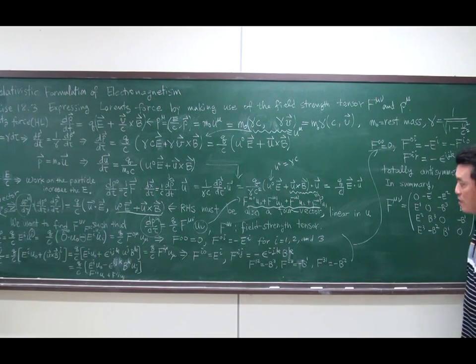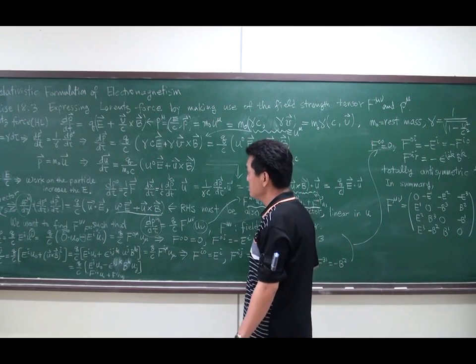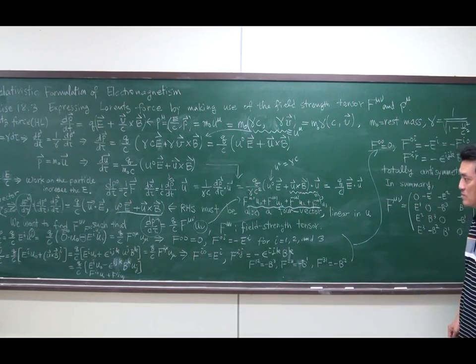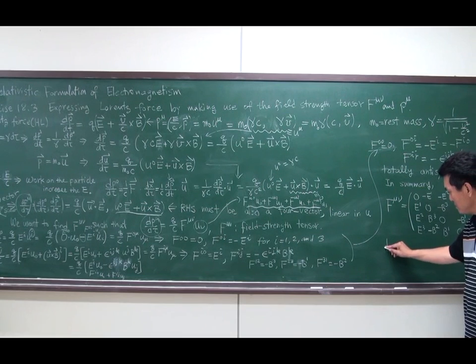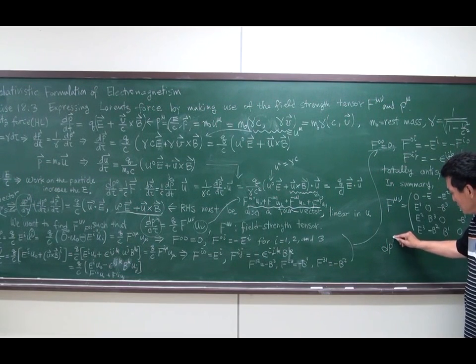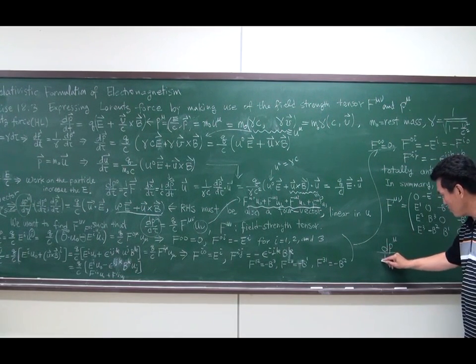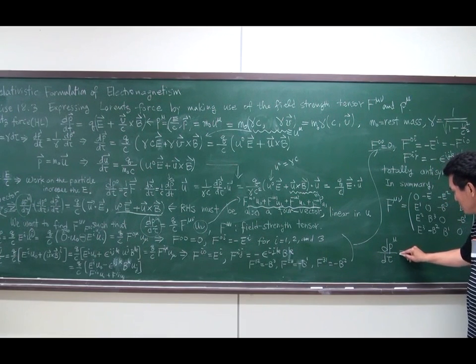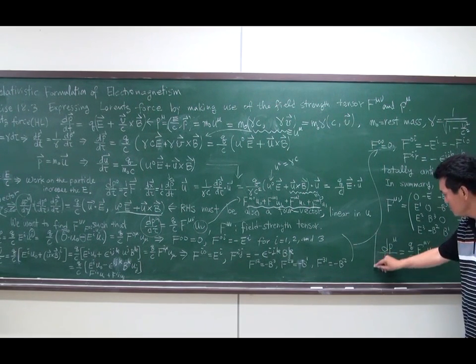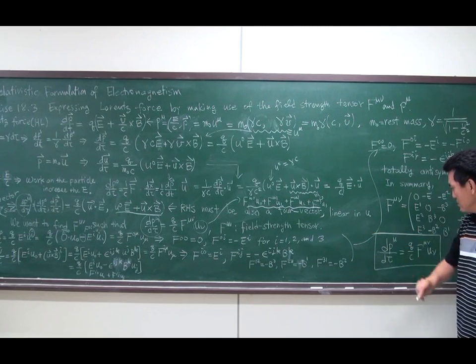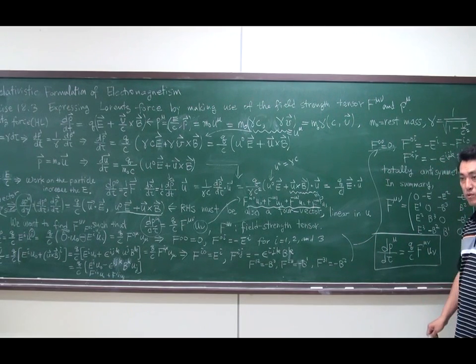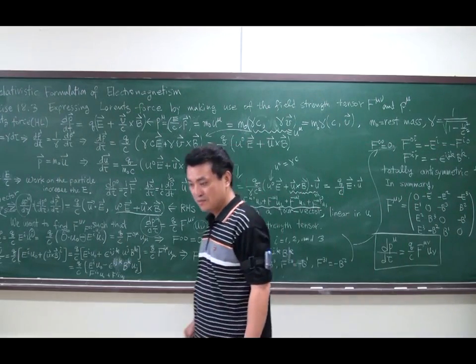So we have found that the Lorentz force is expressed as dp mu over d tau equals Q over C F mu nu u_nu. The Lorentz force is expressed in a very simple form, and it is a completely covariant equation. That's it.